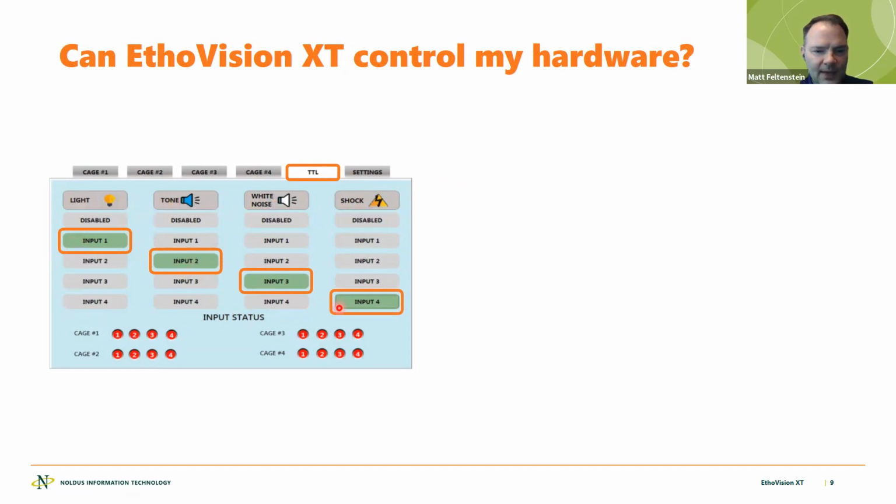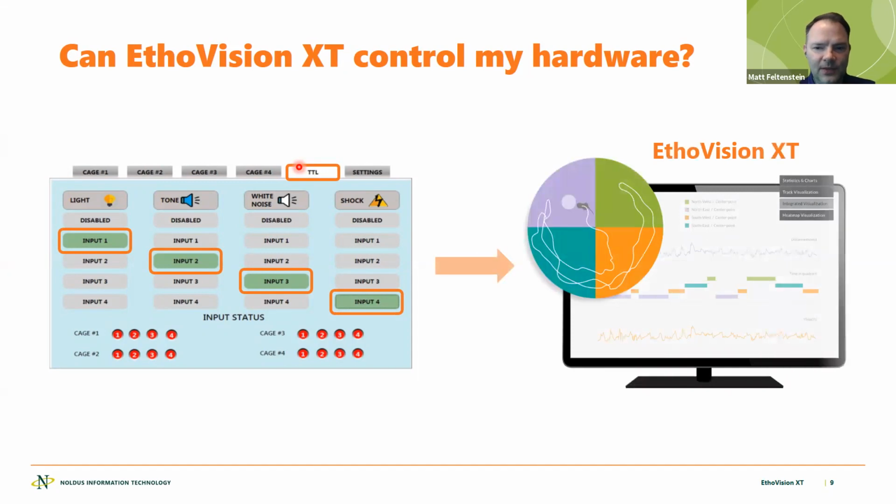You can set them up to say, okay, I want the light to be on input 1, tone on input 2, white noise on input 3, and shock on input 4. And what you're telling the touch screen is, I'll let something else tell it what to do, when to go on and off. So if we set the hardware the way that we want, now we can tell it, okay, let something else tell it when to turn on and off, and that's where EthoVision comes into play.